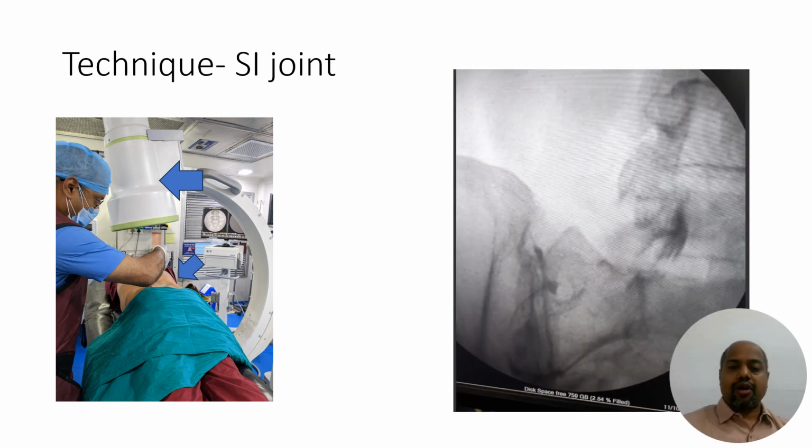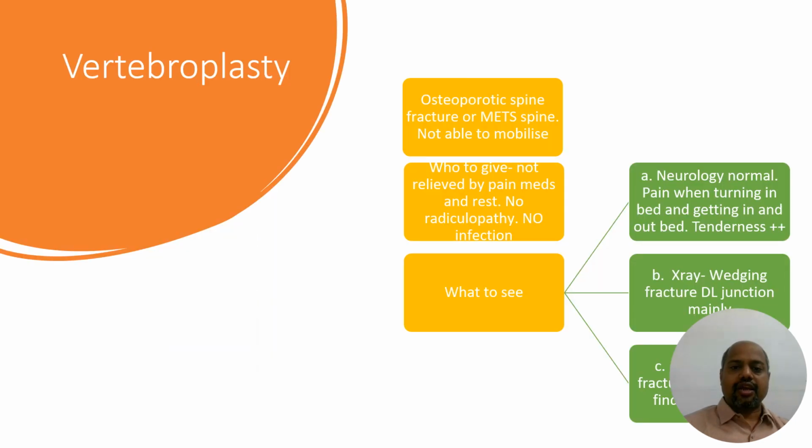Okay, so here you can see the SI joint properly seen. This is the previous nerve root block I have given, so here you can see that, but here you can see the SI joint properly delineated by the contrast. Okay, and here you can give the injection.